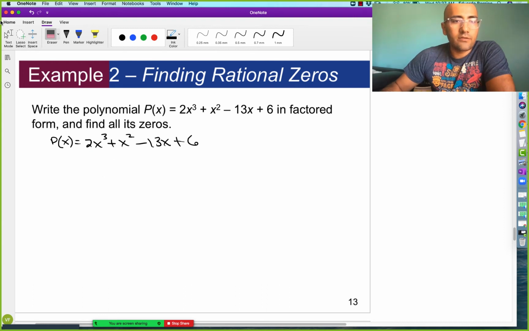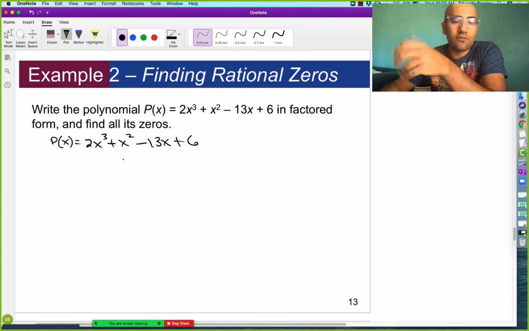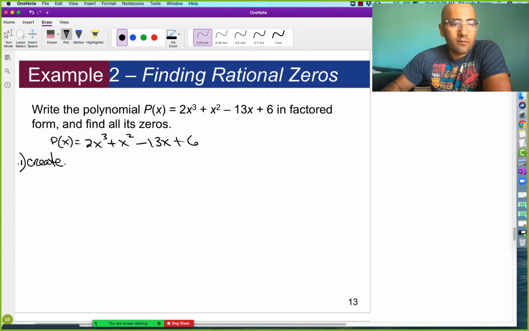Okay, so prior to this chapter, at this point, we'd be stuck. I don't know how to factor this. It's ugly. They don't have any other terms in common. I can't use the quadratic formula because this is a power of 3. You're kind of stuck. And so this gives us another possible way to proceed. So step number 1, create the list of possible zeros.